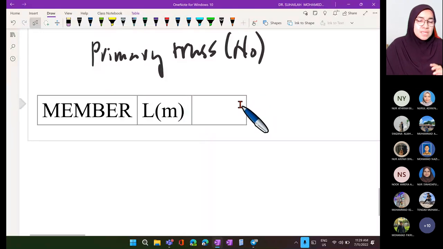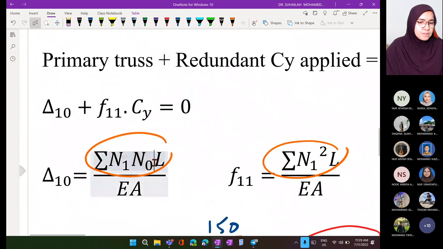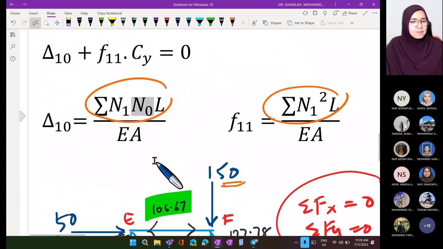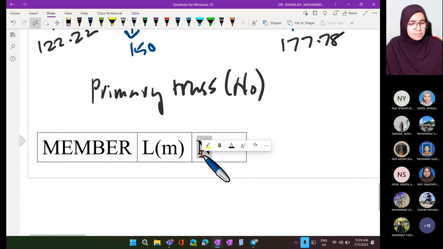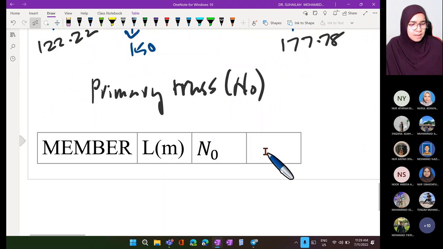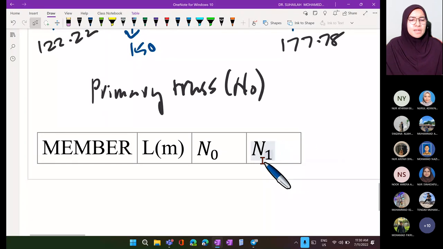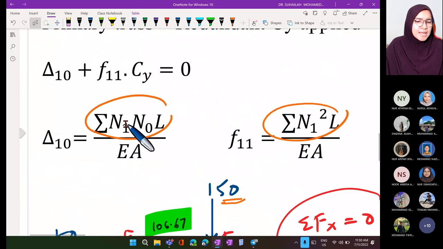Lepas tu, kita nak N0 lah. Saya copy ni jap, N0. Lagi apa lagi yang kita nak? N1. Tengok pada formula. Apa lagi kita nak? N1 N0 L and N1 square L.